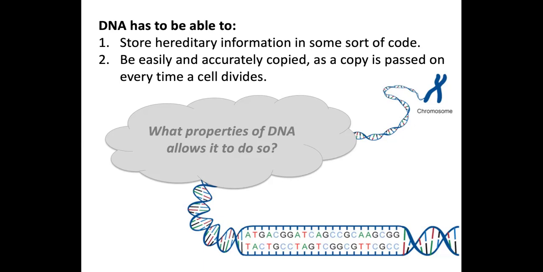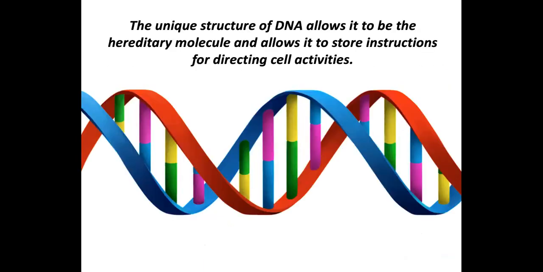Okay. So what properties of DNA allow it to do so? The unique structure of DNA is what allows it to be able to be the hereditary molecule that it is, and it allows it to store instructions for directing cell activity. Okay. So DNA is found where? We're going to talk about this. Where do we find it in a cell? In the nucleus.